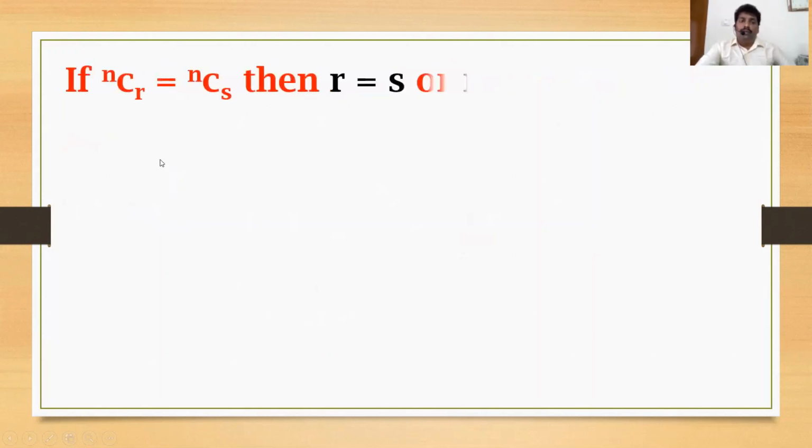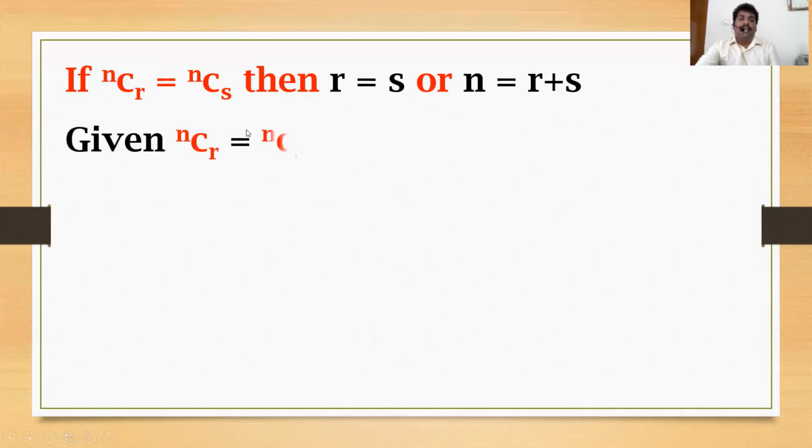Next, one more formula, this is also very important. nCr is equal to nCs. If nCr is equal to nCs, both are equal, then r is equal to s or n is equal to r plus s. If nCr and nCs both are equal, then r and s are equal. That is one case. Second case is n is equal to r plus s. So we'll see nCr is equal to nCs. Here both n's are the same, then r and s are also the same. Then r is equal to s.